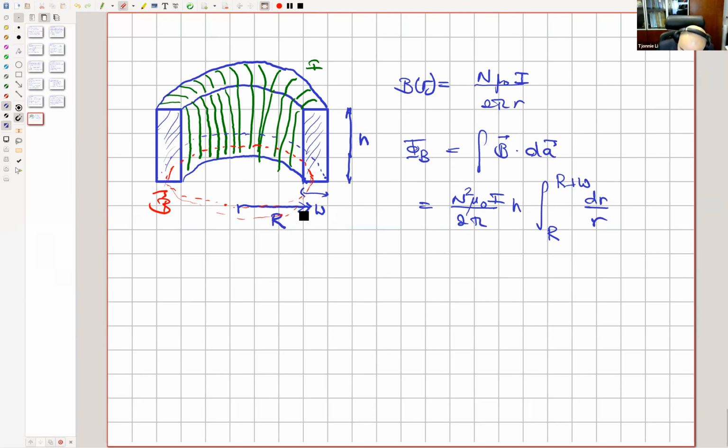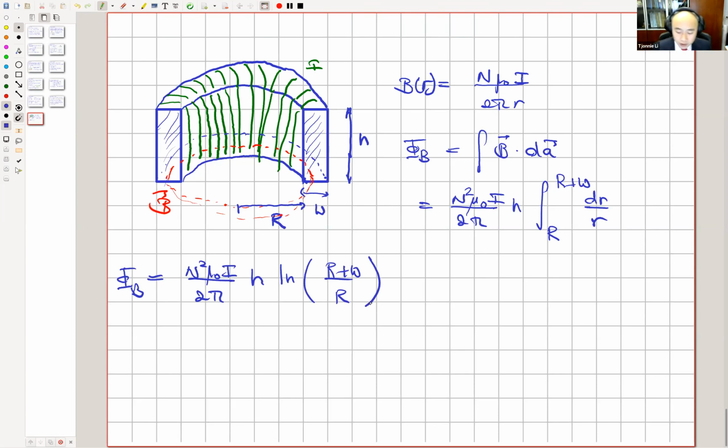Make this a little bit neater. Okay, so the result of integration of 1 over r is relatively simple. So here, phi B again is given by N squared mu naught I over 2 pi H, the height, times log of R plus W over R. Again, this is just the result of the integration of 1 over r.